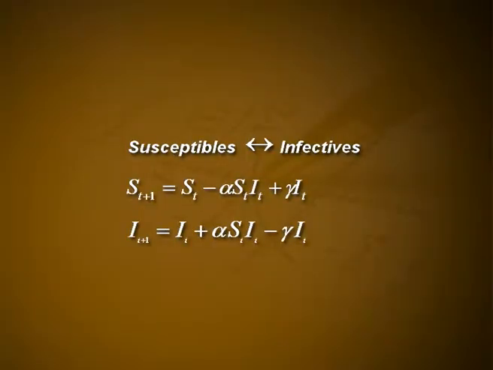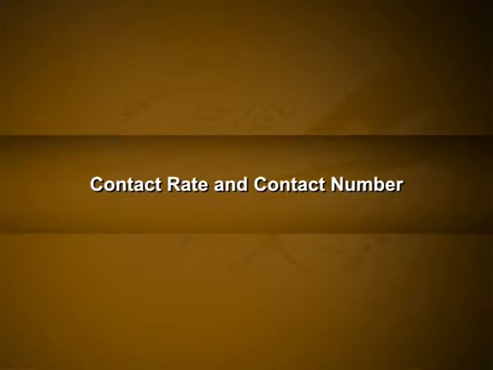Schematically, the SIS model is: susceptibles move to infectives and infectives move back to susceptibles, and its equations are S(t+1) is equal to S(t) minus alpha into S(t) into I(t) plus gamma into I(t), and I(t+1) is equal to I(t) plus alpha into S(t) into I(t) minus gamma into I(t). Now, we will move on to contact rate and contact number.